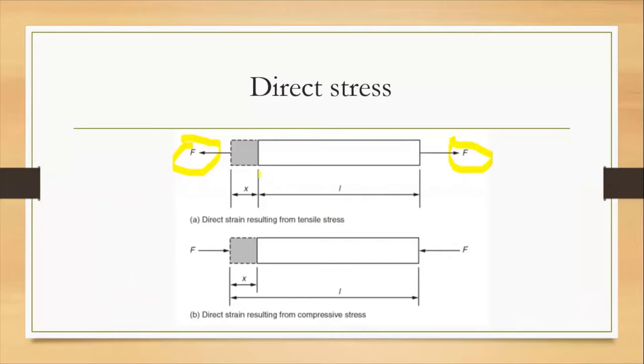Initially, this was our area and our length. Then it increased to the final length, because the force, as you can see, is tensile, so it stretches it. Compressive stress results in a shorter length, because the forces are going inwards, so they make the object shorter. X is the change in length. So this is what we mean by direct stress: a force applied directly that results in the reduction or the extension of the size, depending on the nature of the stress. Tensile increases the length. When it is compressive, it reduces the size of the bar.